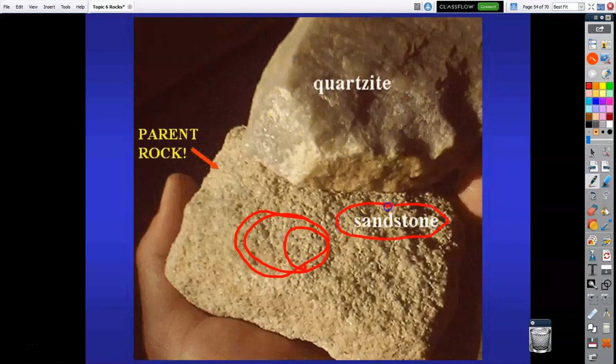So this sandstone, when it gets hit with magma or lava, melts down and then looks like this. All those sand grains you can't see. They're all melted down and become one big blob. But if you put your finger on quartzite, you could feel it. It definitely has a gritty feel to it.